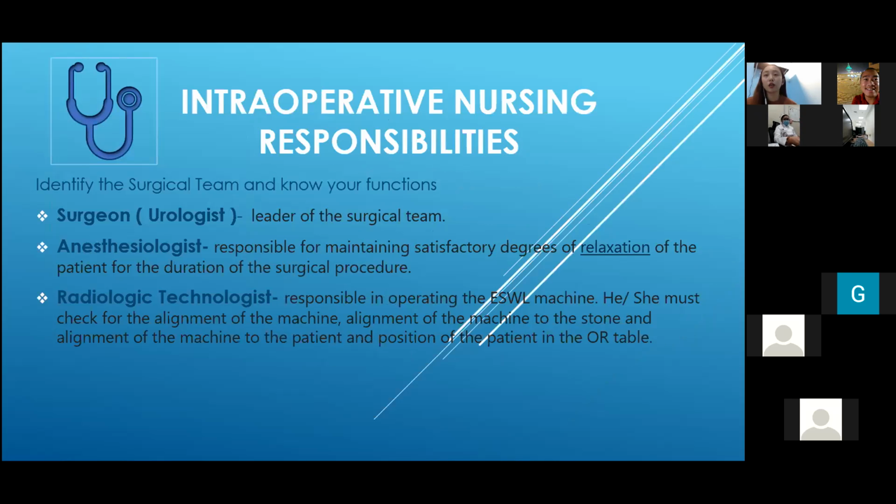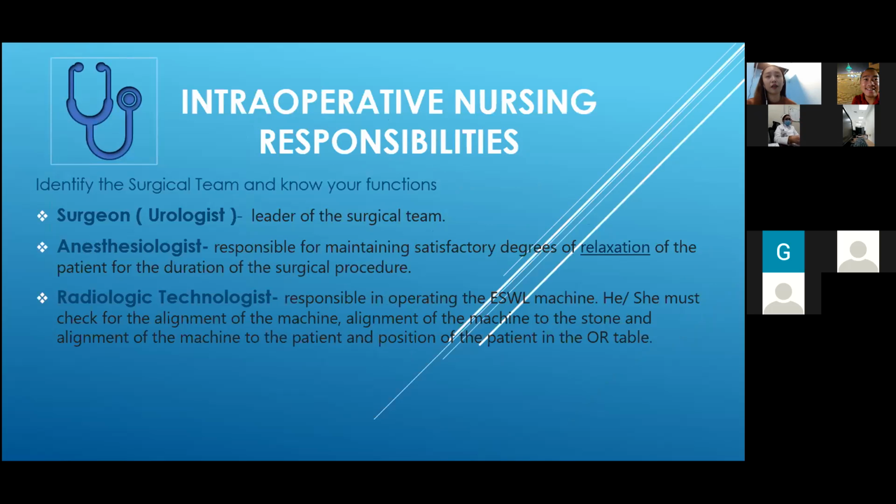Our intraoperative responsibilities: we will identify the surgical team and we will know our function. Of course, we will have the urologist, who is our leader, and the anesthesiologist, who is solely responsible for maintaining the relaxation of the patient all throughout the procedure. Our radiologic technologist is the one responsible for operating the ESWL machine.